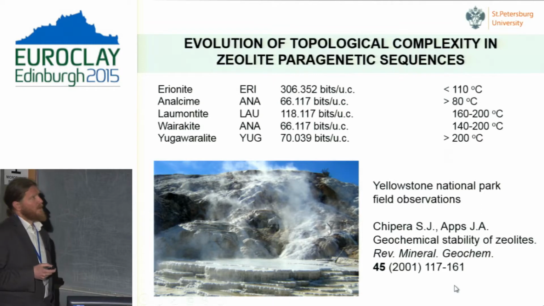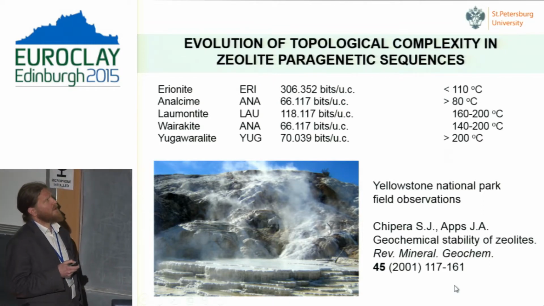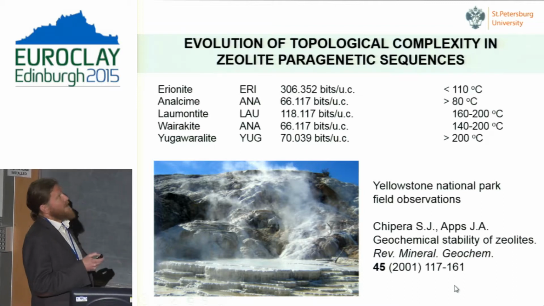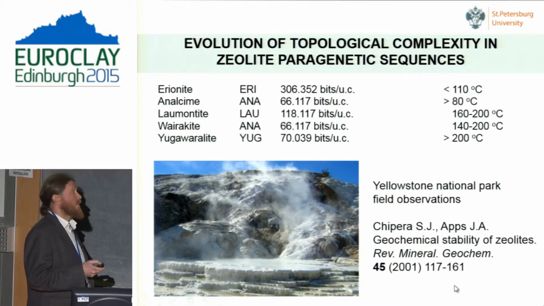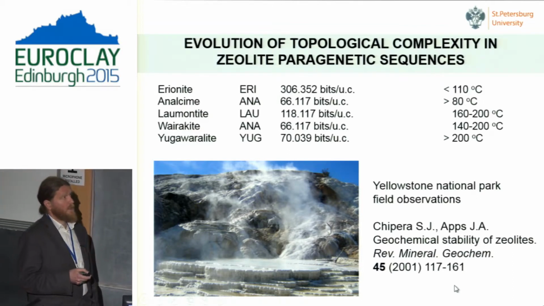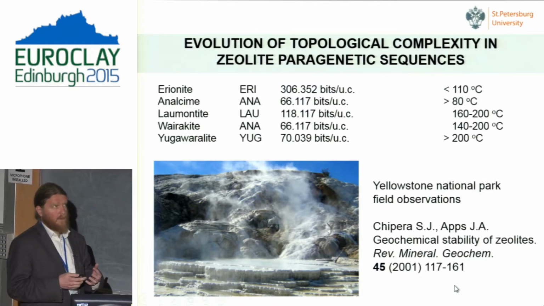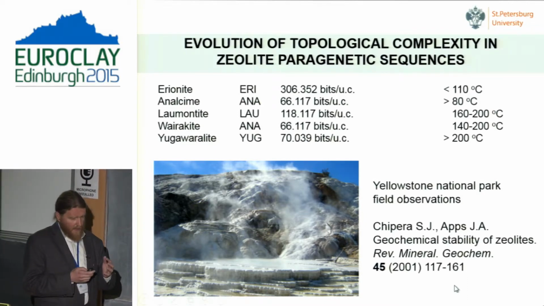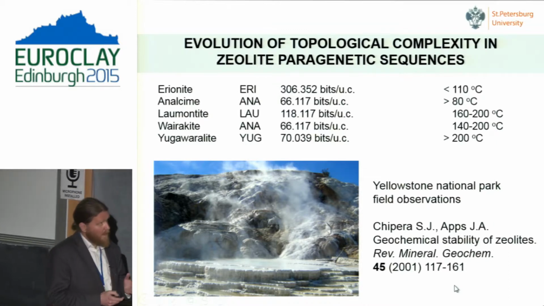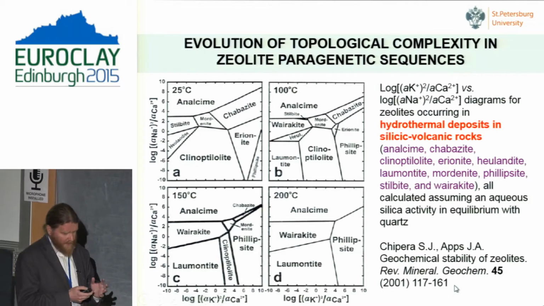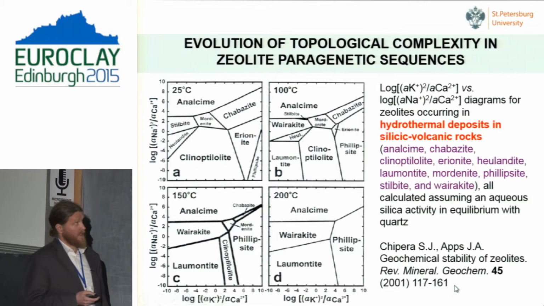There were some field observations in Yellowstone National Park, and these are shown here. There were some observations that some zeolites form at low temperature, some zeolites form at high temperature. But to get a more general picture, these authors, Chipera and Apps, measured chemical compositions of all these zeolites, and they constructed phase diagrams to show how different zeolite paragenesis would behave with increasing temperature.